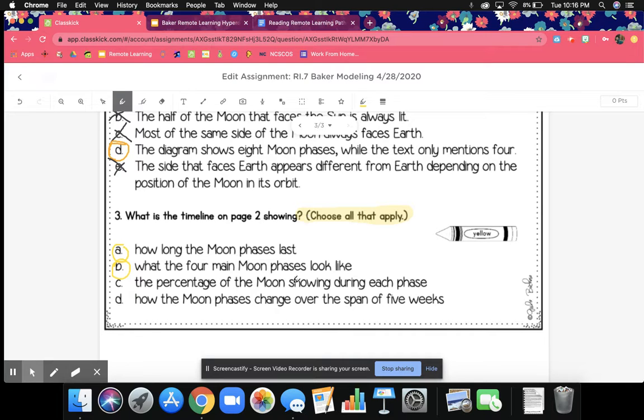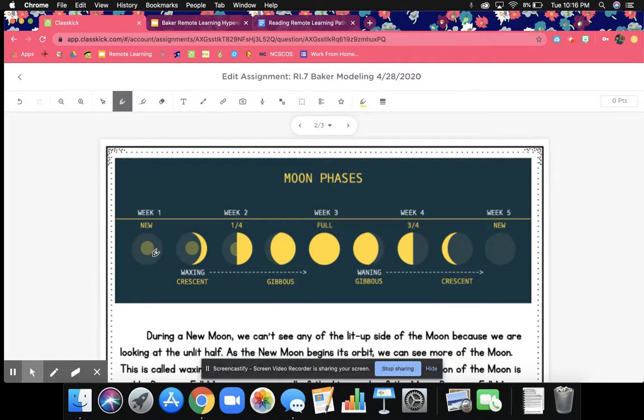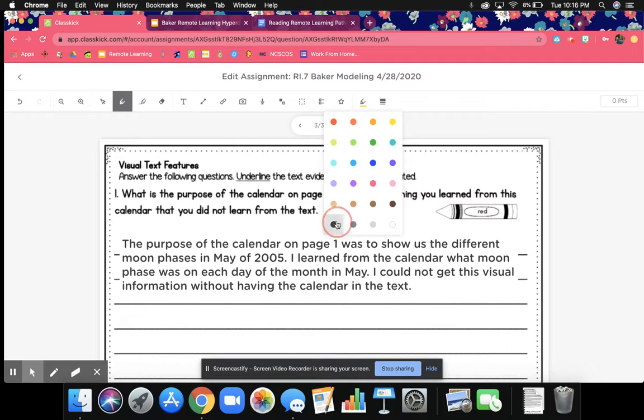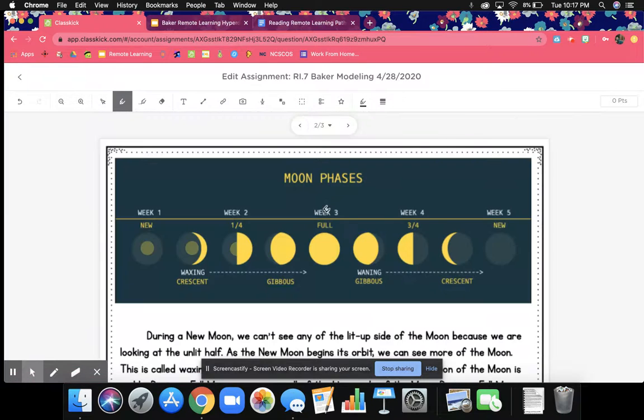The percentage of the moon showing during each phase. So back to page 2, the percentage. Do you see a percentage anywhere? I do not. So I am going to X that out. And how the moon phases change over the span of 5 weeks.